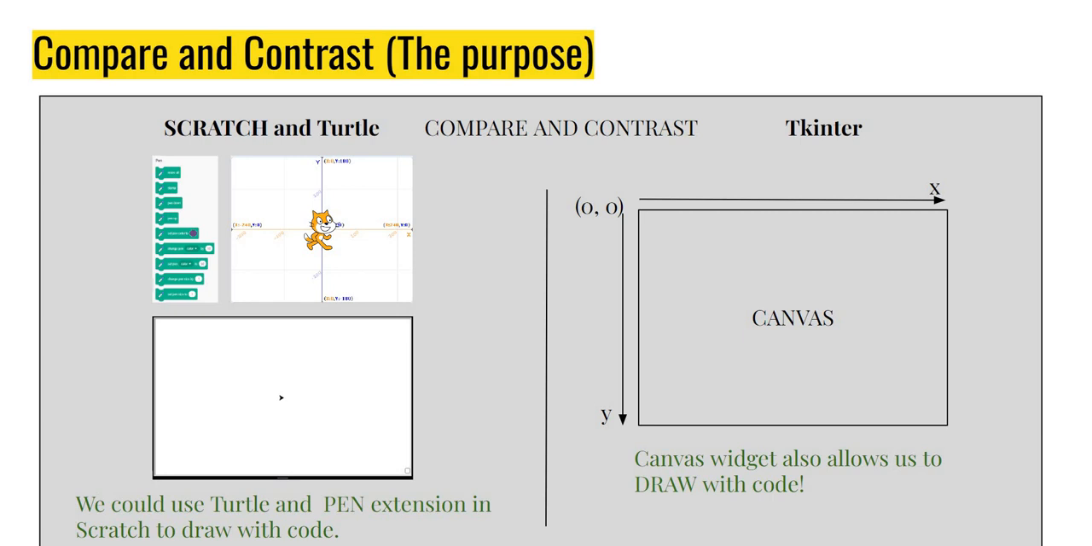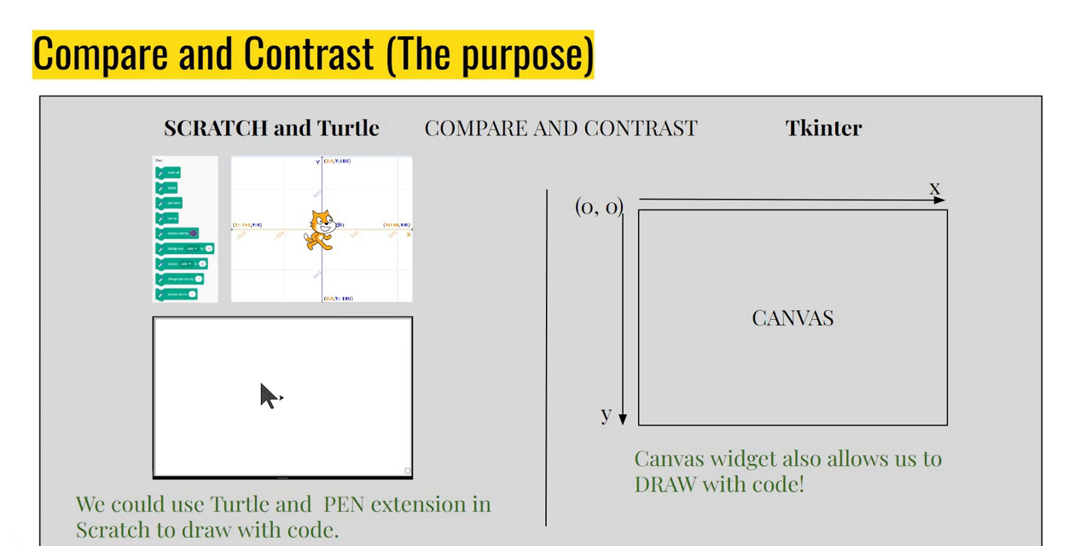In fact, it turns out that canvas allows us to draw with code, which is extremely similar to what we have already done before. For example, in Scratch, using the pen extension, we could draw on the screen using code. Likewise, in Turtle, we could draw on the screen using code. So in that sense, and I want this to be very, very clear for you, there is nothing new in Canvas. We have already done this before.